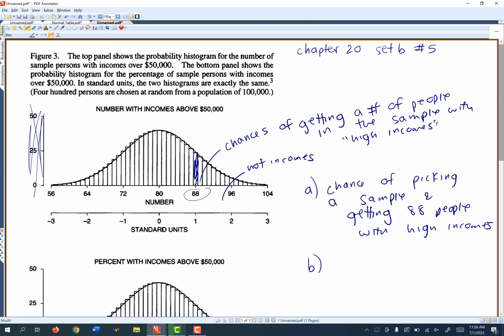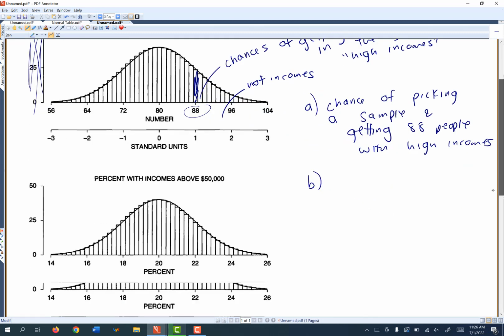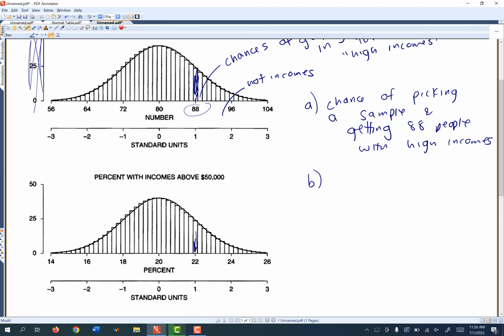So part B says, well, if you look at the lower histogram and you look at the 22, the bar above 22, what does it correspond to? So notice here, this was the number. The number is the actual count. All they did is change the scale, so now we're talking about the percent of people. So it's the chance of getting 22% in that sample with high incomes.